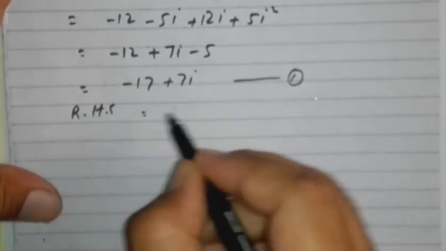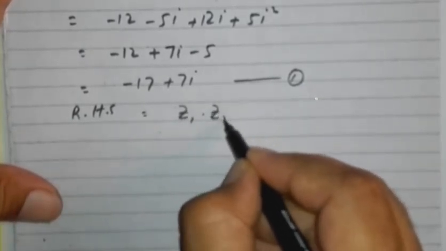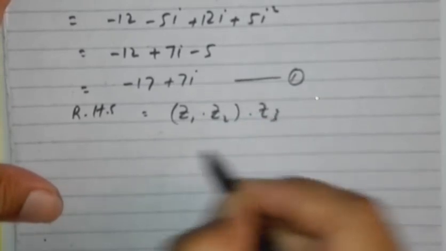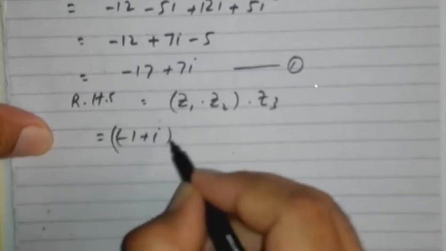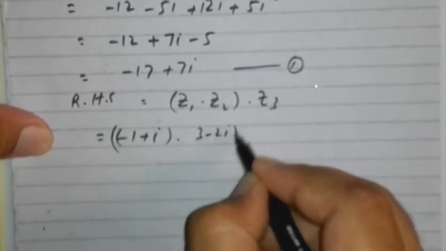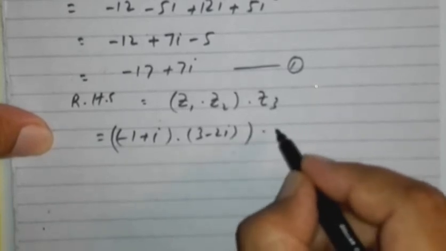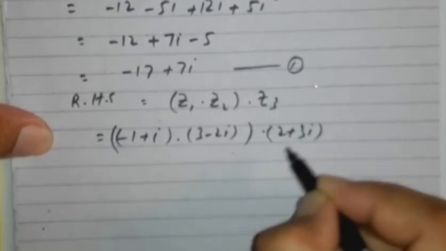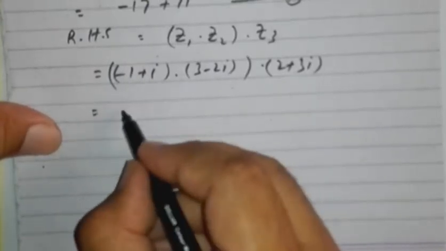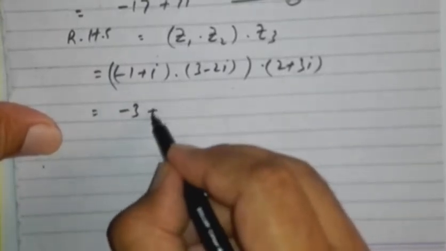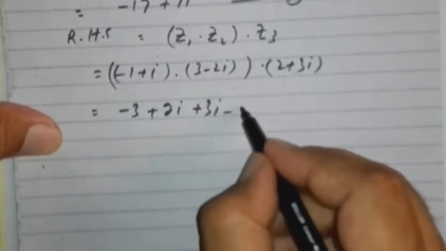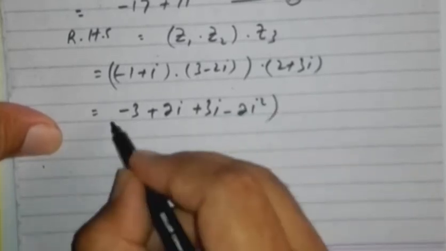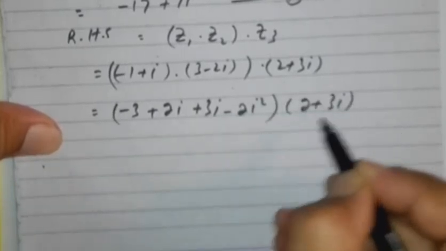Equation 1. Now taking the right hand side, which is equal to z1 z2 into z3. z1 value is minus 1 plus iota, z2 value is 3 minus 2 iota, into z3 value is 2 plus 3 iota. Minus 1 into 3 we get minus 3, minus into minus plus 2 iota plus 3 iota and minus 2 iota square. Here 2 plus 3 iota.